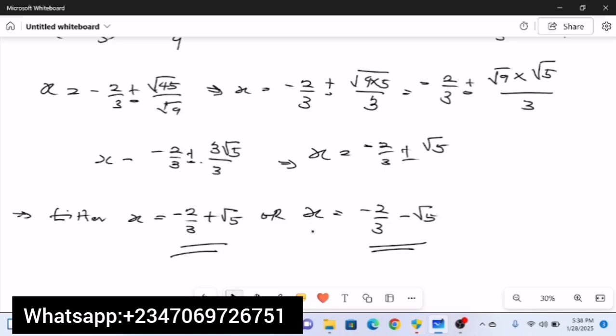You can go ahead to evaluate this, or you can also leave your answer as this. So you can simply find the square root of 5, put it in decimal places, evaluate 2 over 3, then of course add and subtract and have the two values of x.